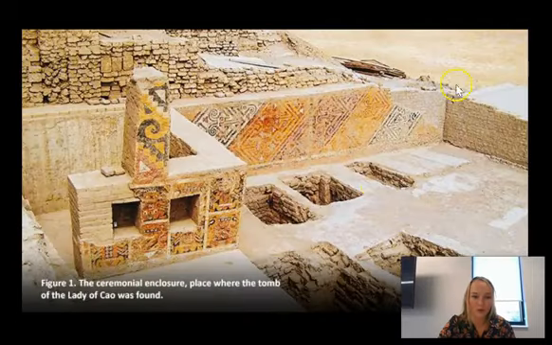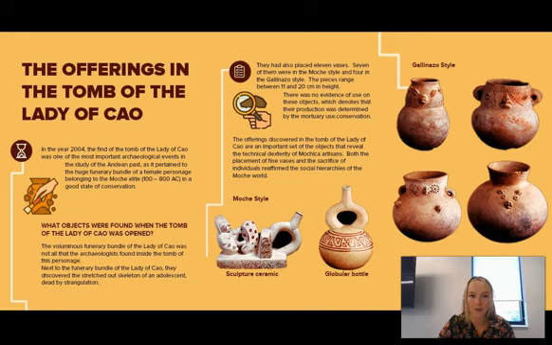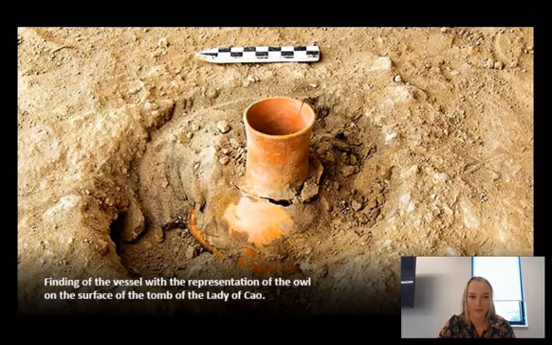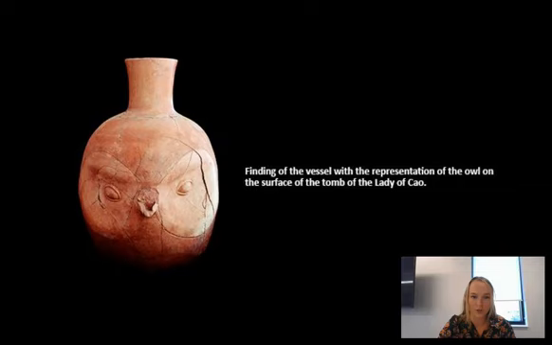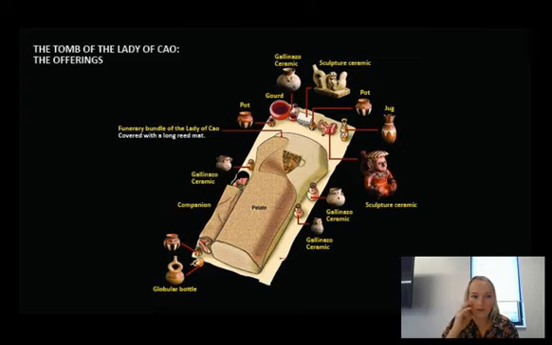This is the ceremonial enclosure where the tomb of the Lady of Cao was found. She was also buried with quite a lot of ceramics. This vessel included a representation of the owl on the surface, which is related to the sacrifice ceremony. I'll skip briefly through the ceramics that were found at the tomb of the Lady of Cao. She was buried in a very large funerary bundle and had a companion buried with her as well.